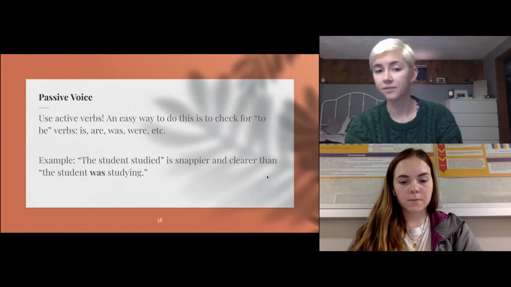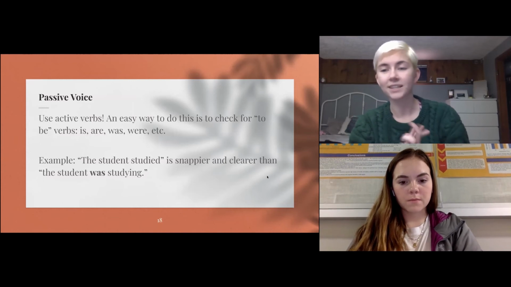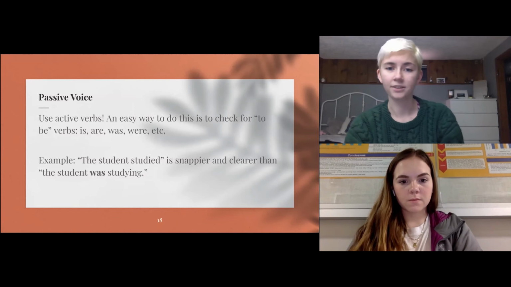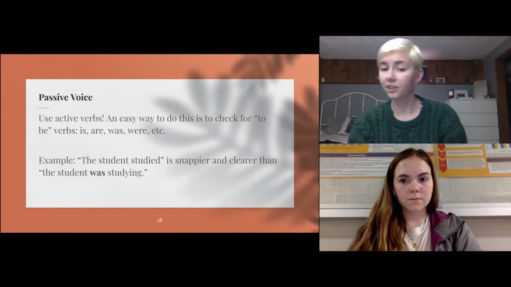Another thing, passive voice. So use active verbs. This is super important in any kind of writing. So the general rule for this is to check for to be verbs. So is, are, was, were, and so on and so forth, or will be. So again, in the student studying example, the student studied is way snappier and clearer than the student was studying. Unless the student was studying can be used in conjunction with another sentence, but in general, you want to use active verbs whenever possible.